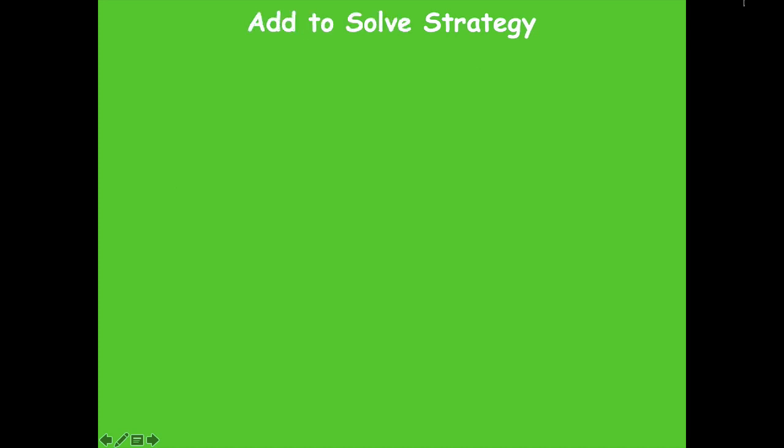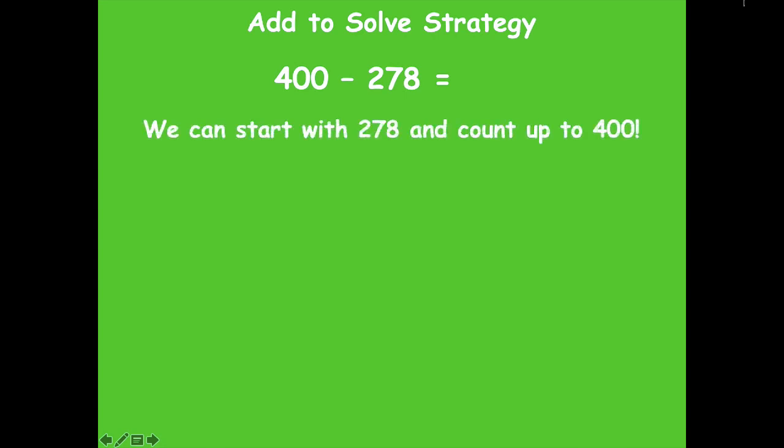Okay. All right, so now we're going to talk about adding to solve. So this is where we're going to really use the arrow way to help us. And I know a lot of you prefer to use the arrow way, so let's check this one out. So we have 400 minus 278. So when we use the arrow way, we can start with 278 and count up to 400. So let me show you how to do that.